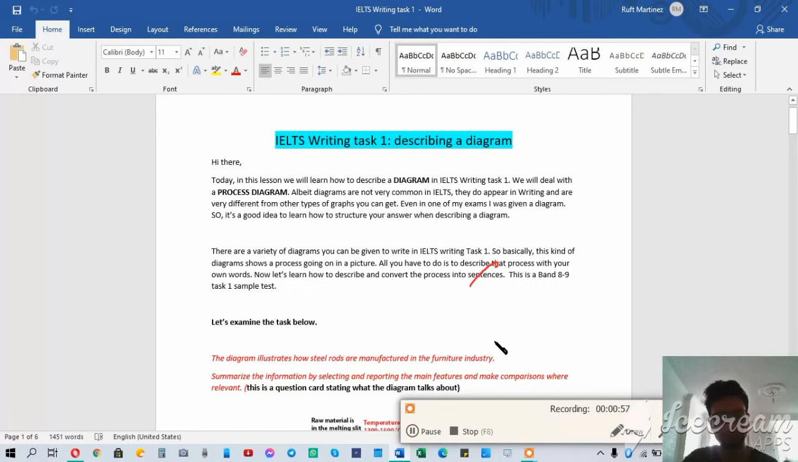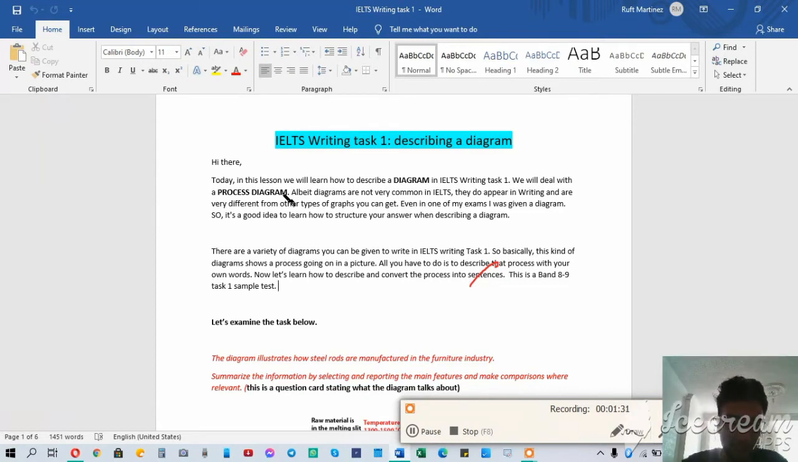As it's written on the screen, in this lesson we're going to learn to describe a diagram in IELTS Writing Task 1. We will deal with a process diagram. Diagrams are not that common in the IELTS exam, but you can be given one. I was given one when I took the IELTS exam for the first time. My Task 1 question was a diagram. So it's a good idea to learn how to structure your answer when describing a diagram.